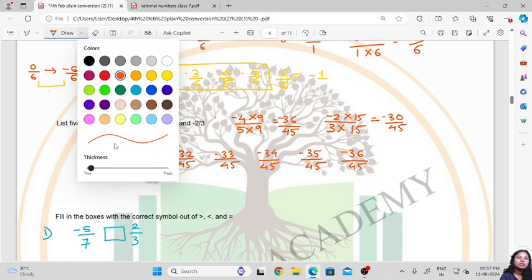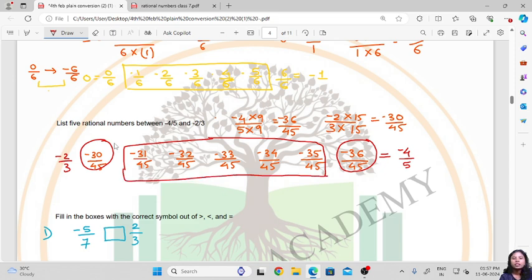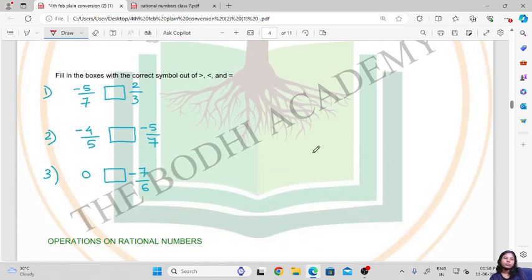So this equals minus 4 by 5 and this equals minus 2 by 3, and these are the numbers that come between minus 2 by 3 and minus 4 by 5. Now we'll try to solve these examples quickly. So now fill in the boxes with the correct symbols out of greater, lesser or equal to signs.